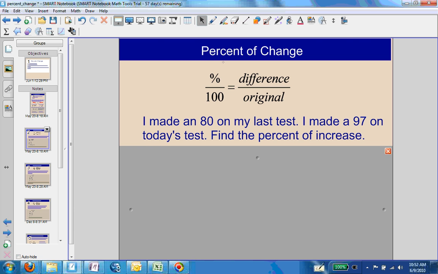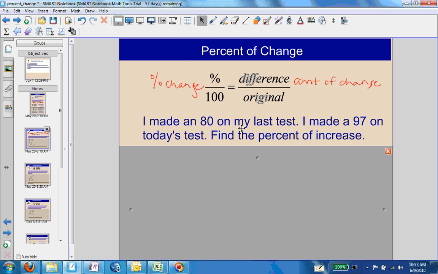So here we have percent over 100 equals difference over original. Again, this percent is going to be percent of change, the percent of increase or decrease, and this difference is going to be amount of change, the amount of increase or decrease. So in this first example, it says I made an 80 on my last test. I made a 97 on today's test. Find the percent of increase. So our percent of change will be percent of increase. Our amount of change will be amount of increase.